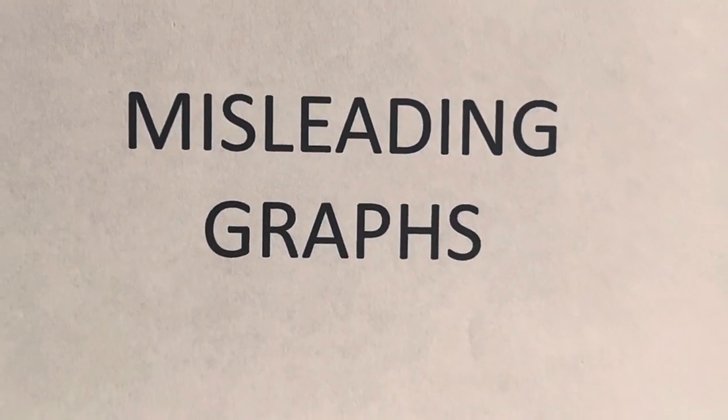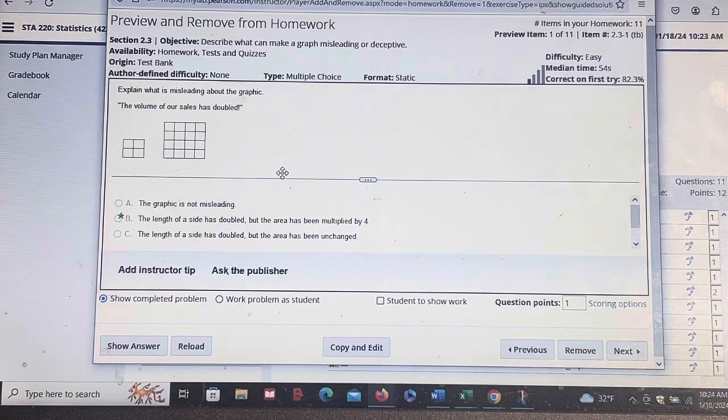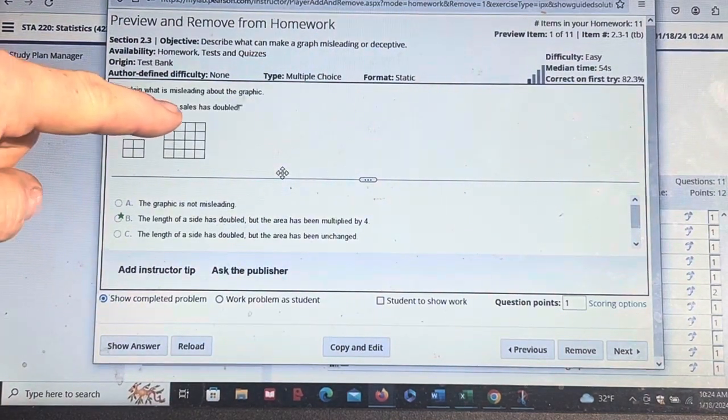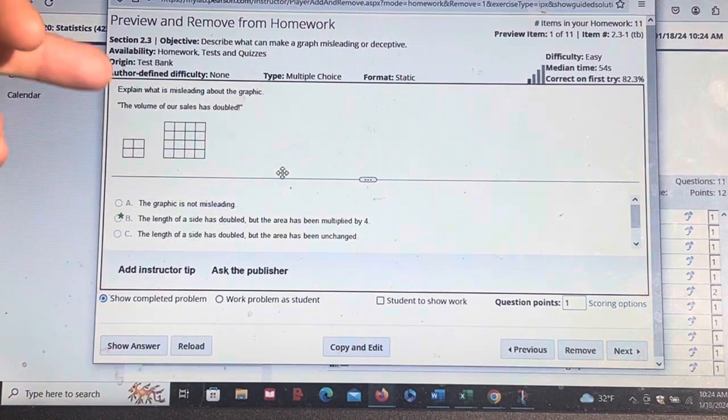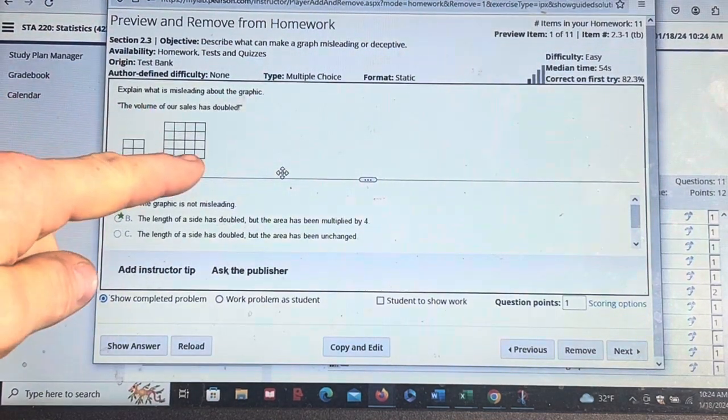Misleading graphs. Sometimes a graph can be misleading. Like here, we have the volume of our sales has doubled, and we see what it was and then what it is now. But what they've done is they've doubled the height of this thing, but they've also doubled the width.